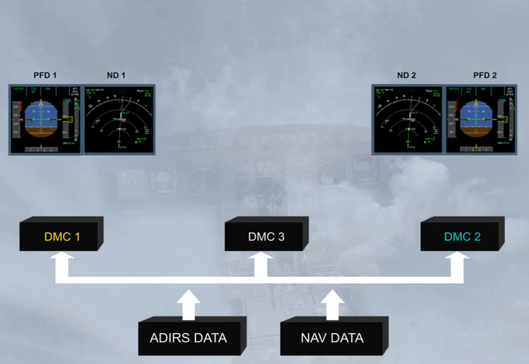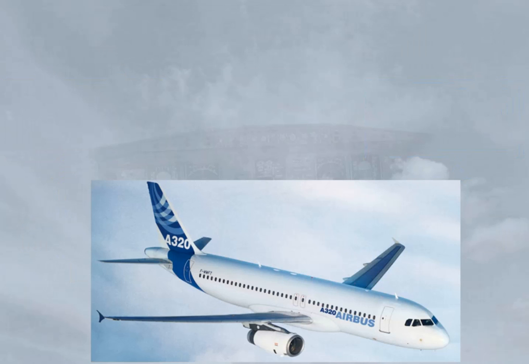In normal operation, DMC1 supplies EIS information to the captain's PFD and ND. DMC2 supplies the first officer's PFD and ND. DMC3 is available as a backup. Now, let's look at the other EIS subsystem, the ECAM, and how the ECAM displays get their data.